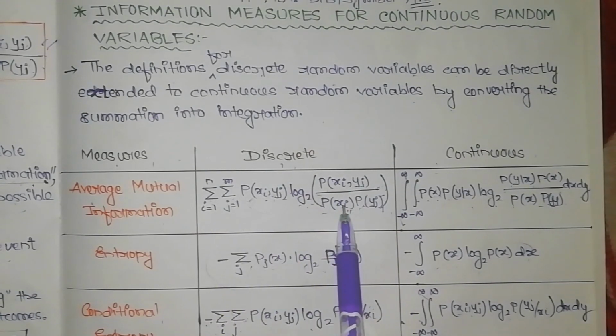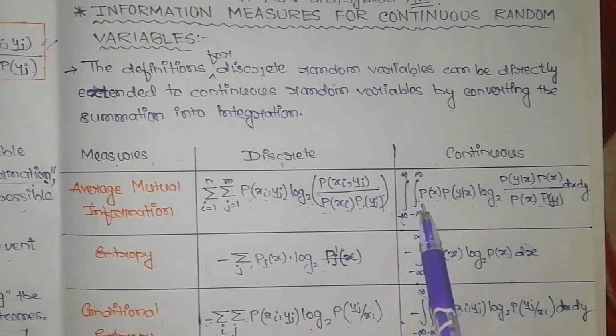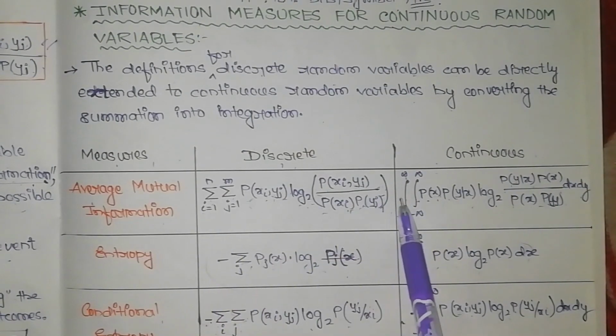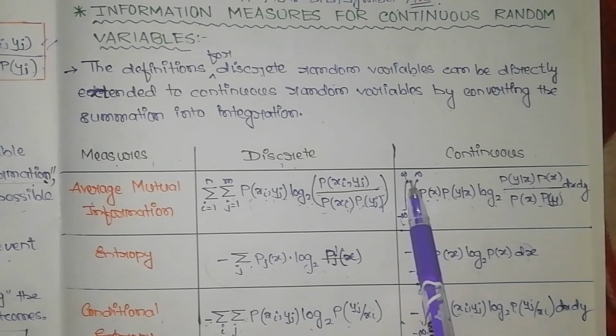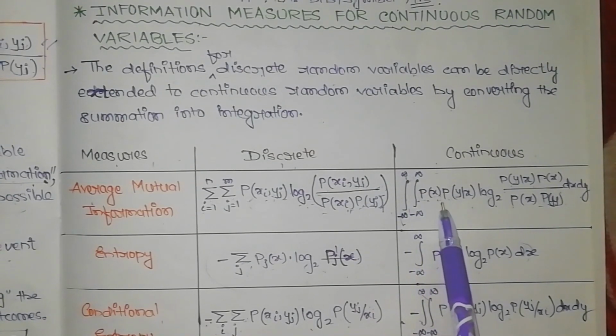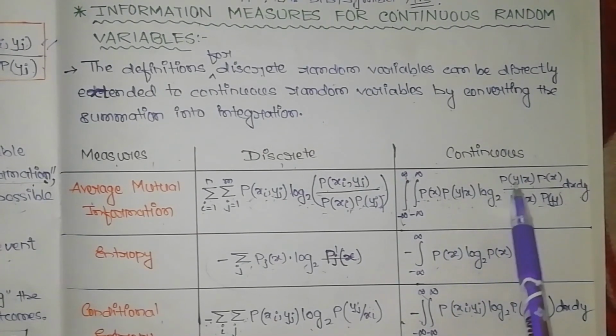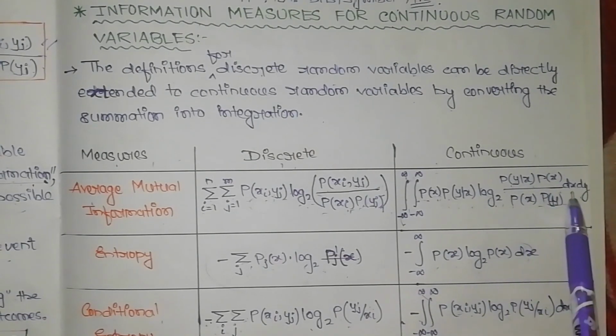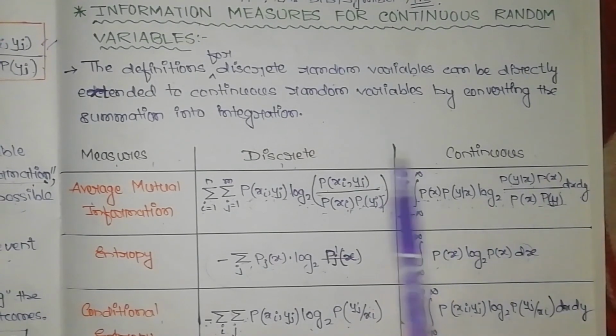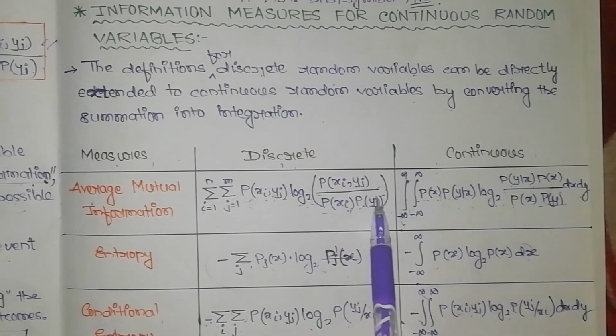So this is for the discrete one, but for the continuous one, here we can see that the summation has been converted into the integrals and the limit is from minus infinity to plus infinity, and after that there is p(x) into p(y/x) into log of p(y/x) by p(x) into p(y) base 2 dx dy. So it is almost the same for both the cases.